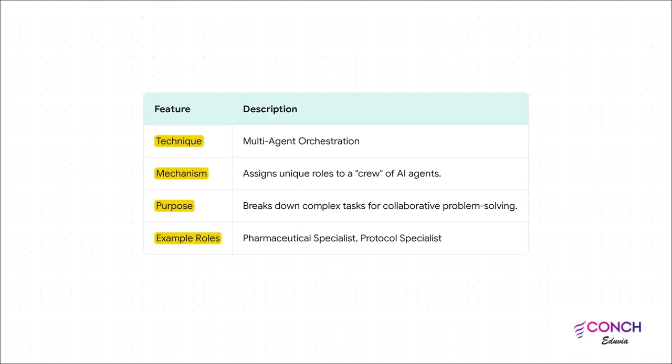And this is where things get really, really cool. It's called multi-agent orchestration. I want you to imagine not just one AI, but a whole crew of them, all working on the same problem. You give each AI a specific job with its own unique prompt. So you might have a pharmaceutical specialist AI talking to a lab protocol specialist AI. It's like building a team of AI experts that can tackle incredibly complex tasks together.